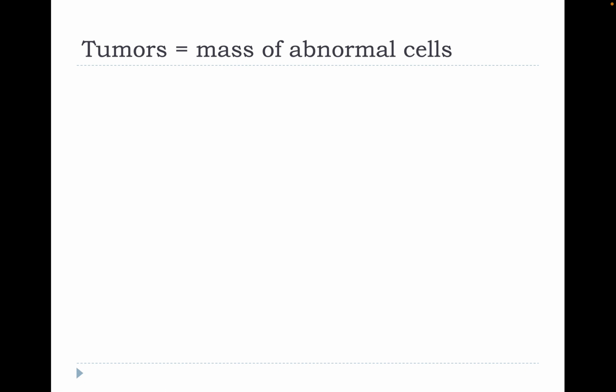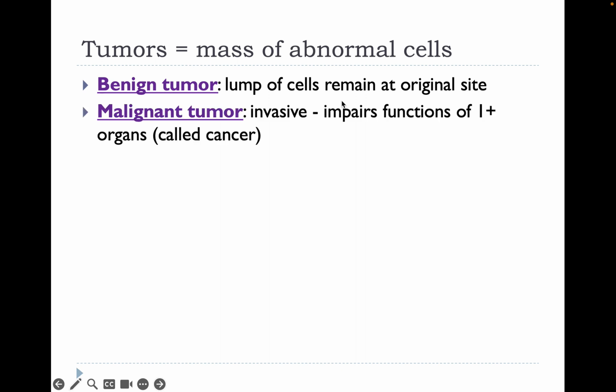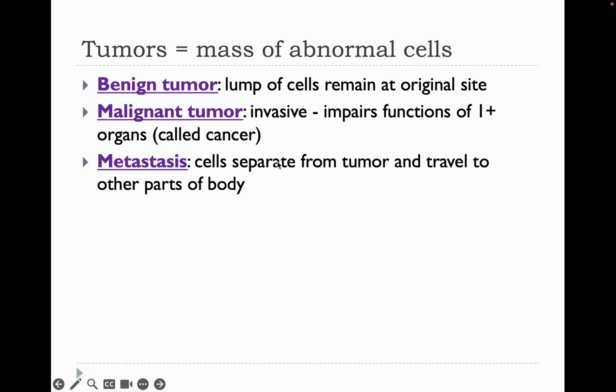A tumor is a mass of abnormal cells. A benign tumor is a lump of cells that remain at the original site. A malignant or invasive tumor impairs the function of one or more organs, and that's called cancer. Metastasis is what happens when cells separate from a tumor and travel to other parts of the body.